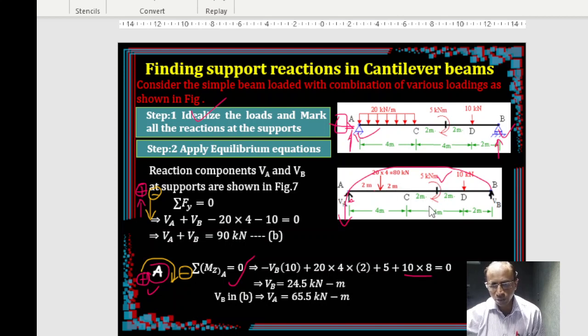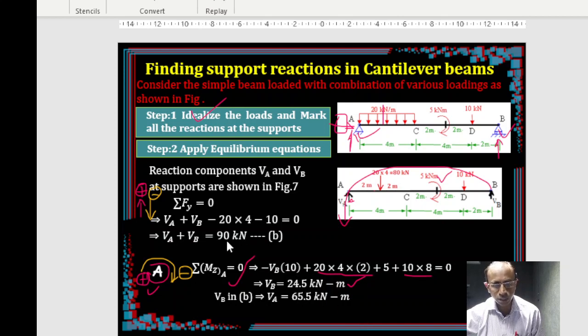The direction is clockwise, so positive, and then this converted load 20 times 4 acts at the centroid. I told you the UDL always acts at the centroid, right? So the total is 4, it acts at a distance 2. So the distance from A is also 2 meters. So 80 times 2, that is 20 times 4 times 2. So simplification leads to 24.5 as VB.